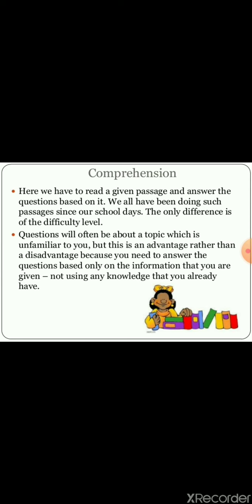What do you mean by comprehension? Actually, comprehension means, if you block this word, it means ability to understand something. Yes, ability to understand something is known as comprehension. So here we have to read a given passage, an unseen passage, and answer the questions based on it. We all have been doing such passages since our school days. Okay, so the only difference is the difficulty level, because it is MCQ based. Second thing, the level of difficulty will be more.